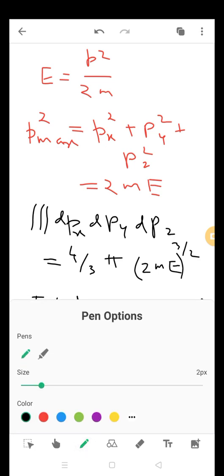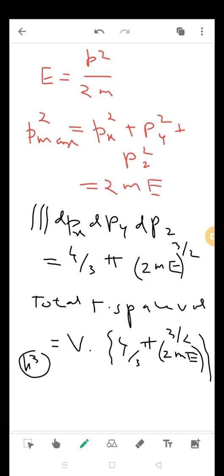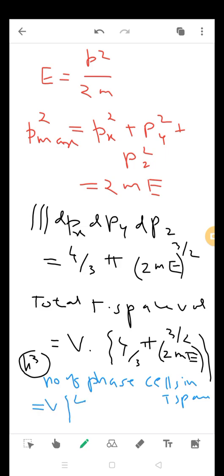So the number of phase cells in gamma space is equal to V, the same term, 4/3 pi (2mE) to the power 3/2 divided by h cube. This will give us the number of phase cells.